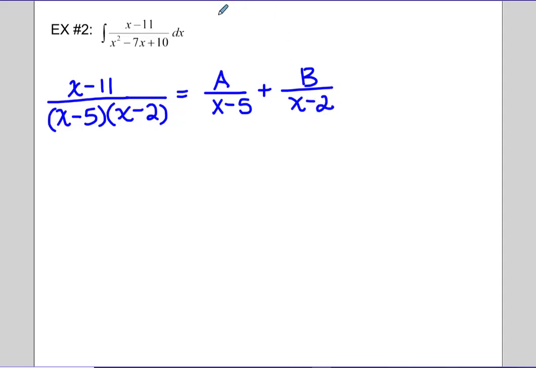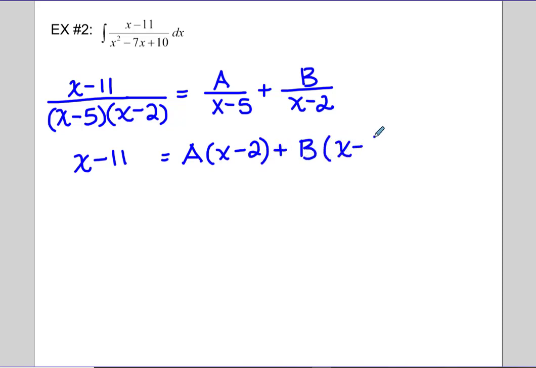So using that method, we want to cross multiply or clear the fraction by multiplying x minus 11 times both factors x minus 5 times x minus 2, and then we'll multiply the a value times the missing factor x minus 2 and the b value times the missing factor x minus 5.